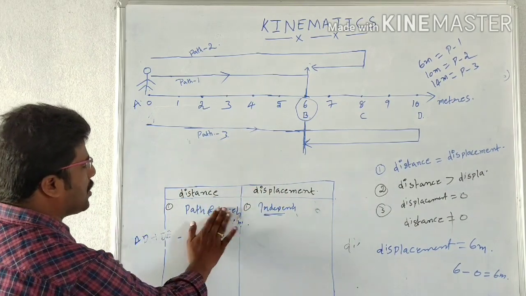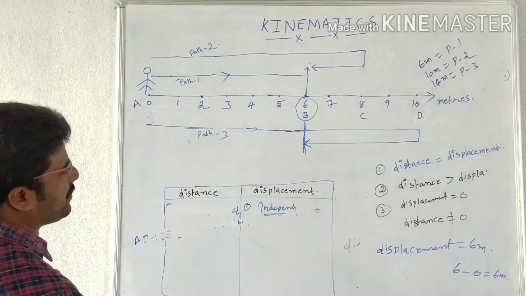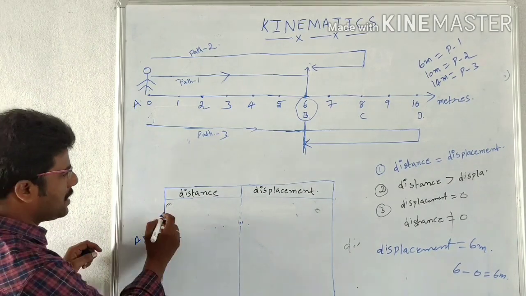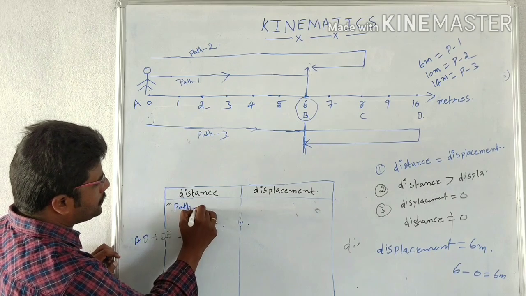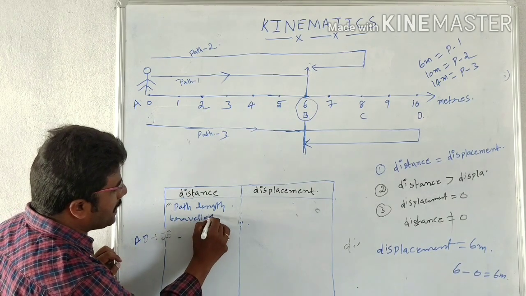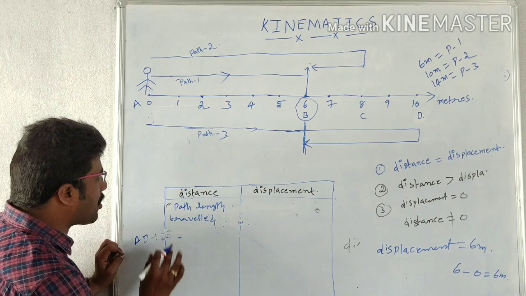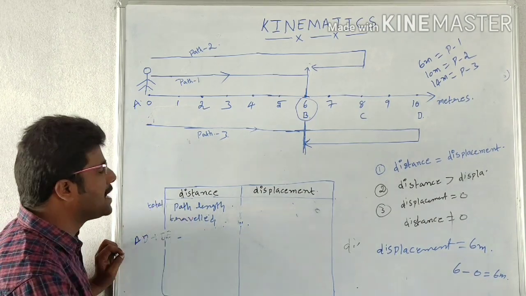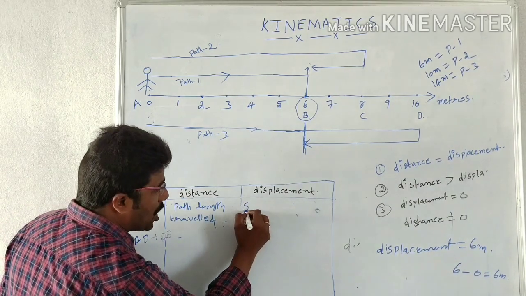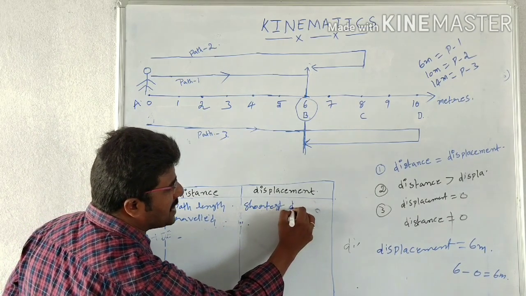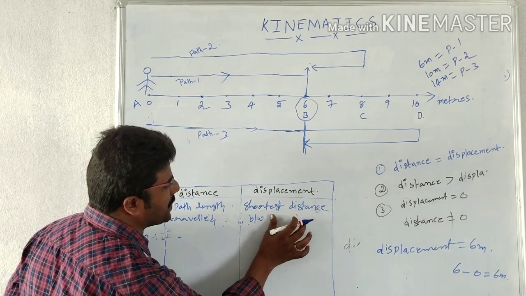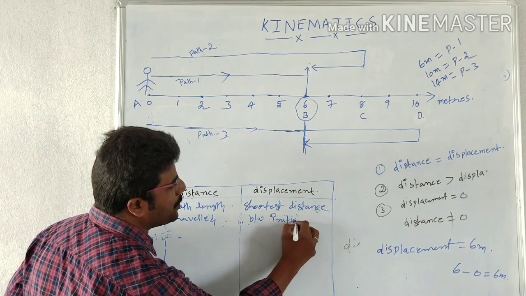Now we are going to recall the differences between distance and displacement. What is the first difference? The definition itself is the first difference. What is the definition? The path length traveled by the body is known as distance, or simply we can call it the total path length traveled by the body. Displacement is the shortest distance between the initial position and the final position.